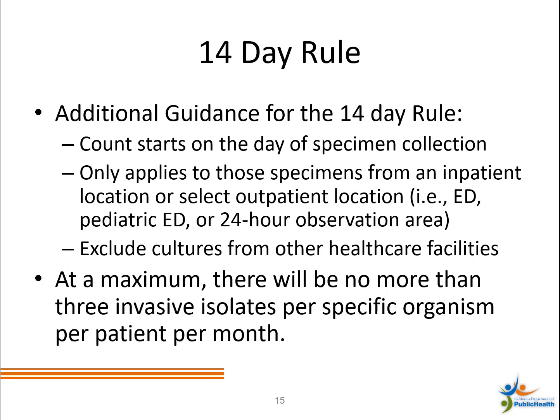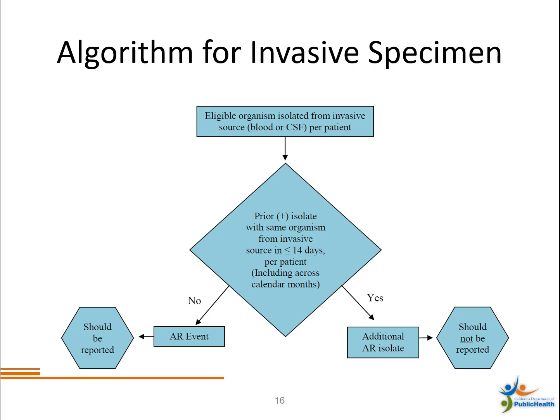For each patient, the 14-day rule is a rolling period that starts on the first day a specimen is collected. It only applies to specimens collected within the specified locations by NHSN. It is only counted against specimens within the facility, and it does not count against external results. In a monthly AR report, there cannot be more than 3 invasive isolates per organism for each patient in a month. The algorithm itself is a straightforward decision process.